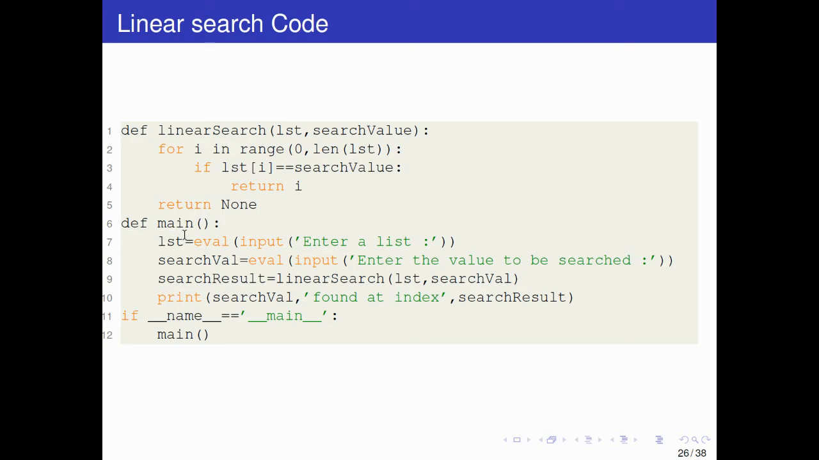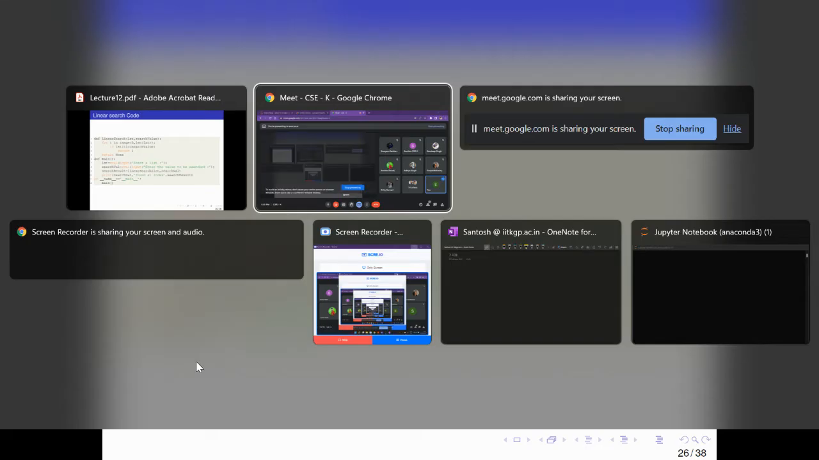And then def main, this is the main part. We are giving the list as input, asking the user to enter the search value, then calling the function linear search, and then printing the result. Here the search value is what you will enter. We are just writing found at index, then the search result. The index is returned from that user defined function. That will do. So we'll have this.